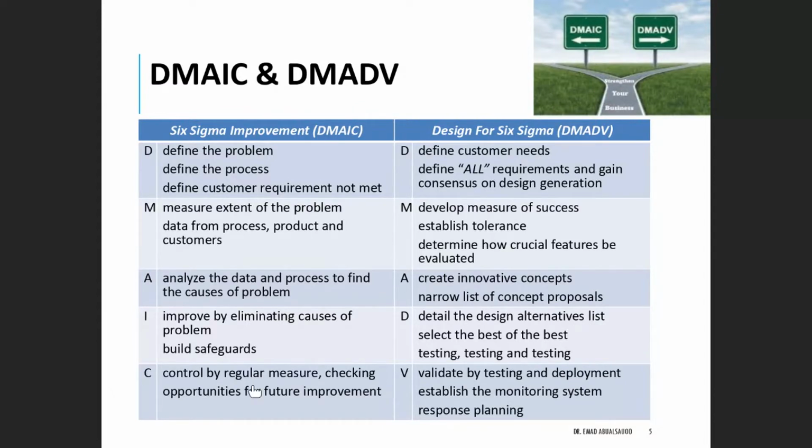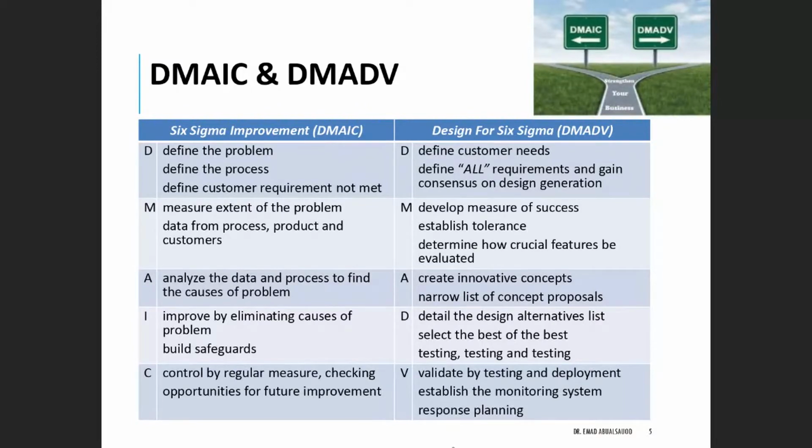The control phases are similar, and the only difference here is you are controlling your improvement by checking the opportunities for future improvement. Here, the control comes in testing the design and validating that your design is meeting the requirements, and establishing a monitoring system and response plan for your design, for your product or your service.